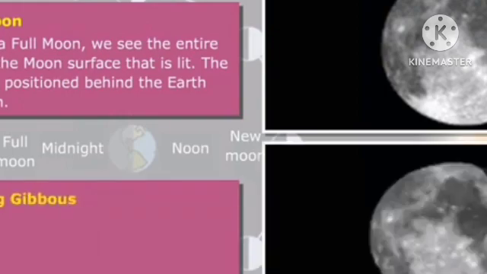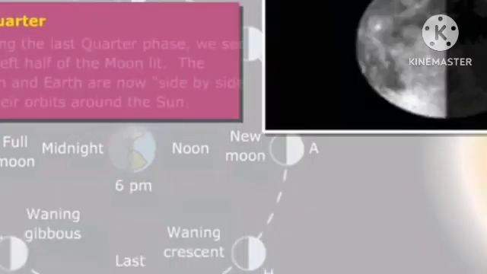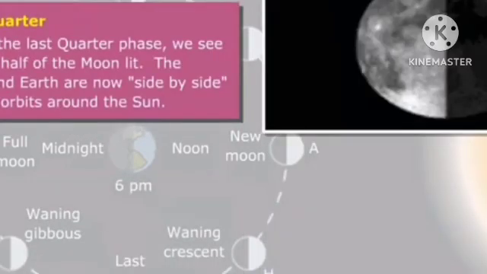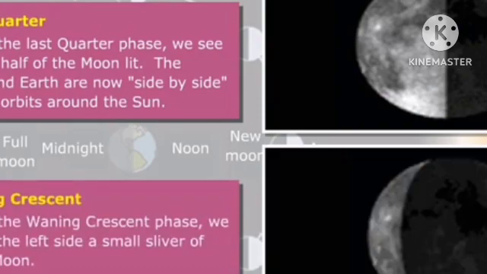Waning gibbous. During the waning gibbous phase, we see almost the entire left side of the lit moon. Last quarter. During the last quarter phase, we see the left half of the moon lit. The moon and earth are now side by side in their orbits around the sun. Waning crescent. During the waning crescent phase, we see on the left side a small sliver of the lit moon.